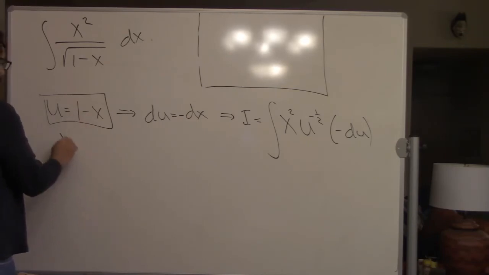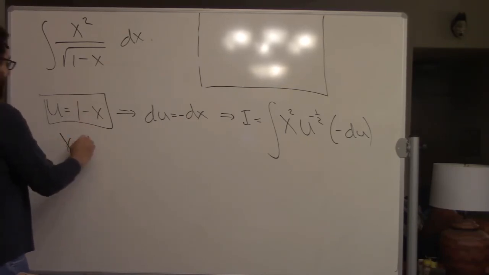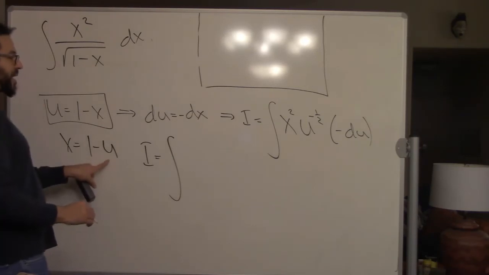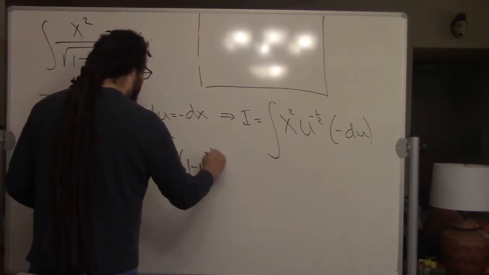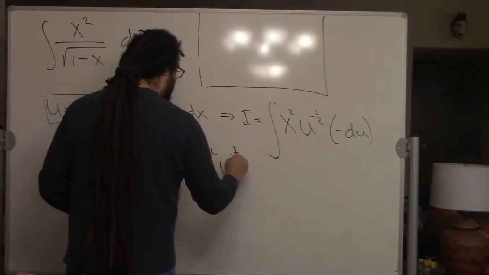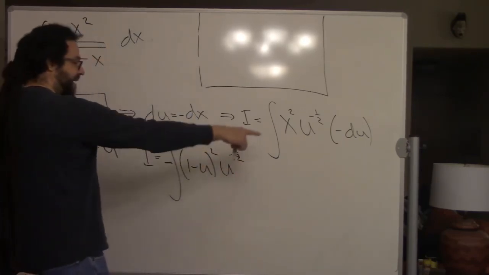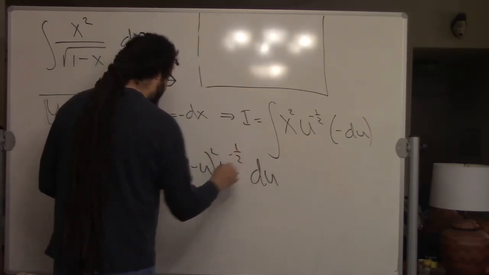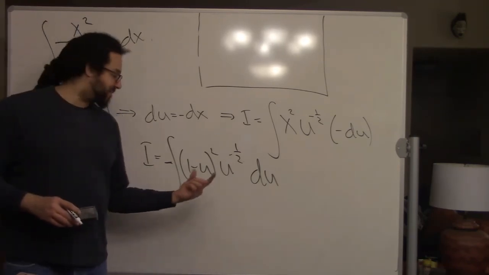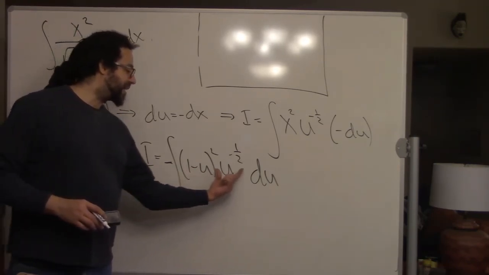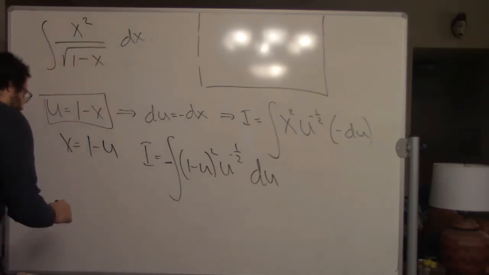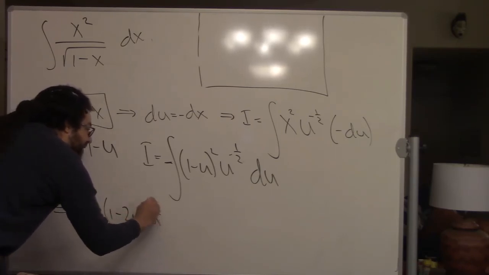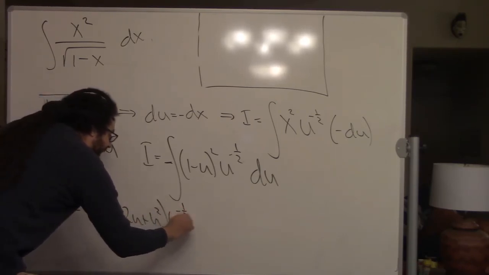This tells me that x is equal to 1 minus u. And so now this antiderivative is 1 minus u quantity squared times u to the negative 1/2. And let's go ahead and write the negative sign out front, times du. And so now I'm going to do what I did before. I'm going to FOIL this thing out, and then we'll multiply through by u to the negative 1/2. So this is negative (1 minus 2u plus u squared), and then u to the negative 1/2 du.